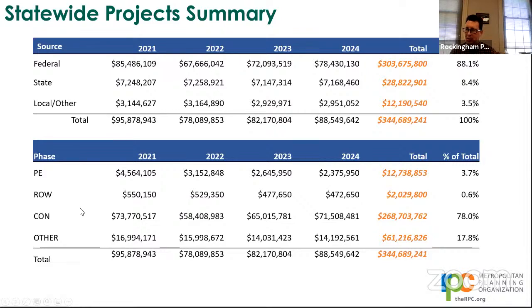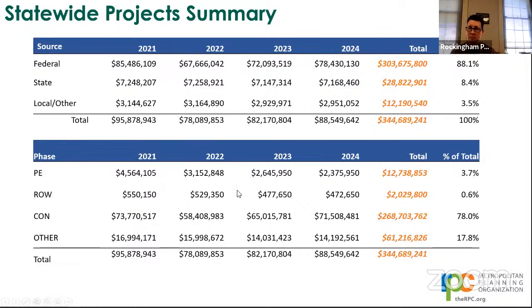And then by phase, the bulk again is in construction, about 78% of it, 270 million-ish, with a little bit in engineering and right-of-way, and 18% in other. And again, this is largely the statewide transit projects and that kind of thing. These grouped statewide programs don't do construction or aren't involved directly in construction.